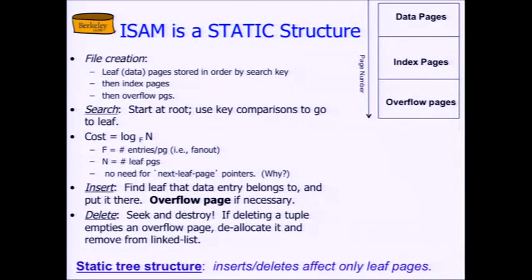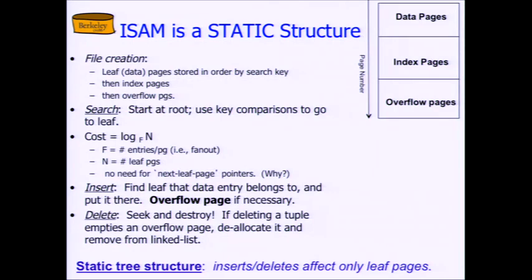So search is going to start at the root and use the key comparisons to go to the leaf. Obviously, search cost is log n, it's log base f, right? The base of the logarithm is f, f being the fan-out of the page, the number of entries per page, the number of pointers per page. Okay? Which is much better than log base 2. F is going to be like 100 or 200, which is a big deal, actually, in practice. Okay, it's not a big deal in big O notation. It's a big deal in practice, though.